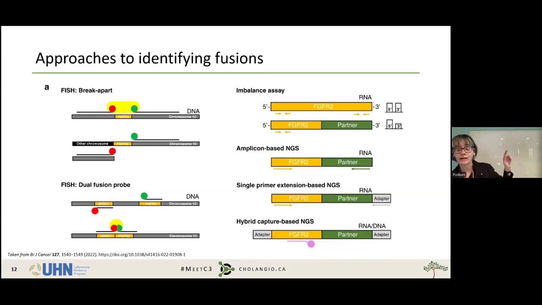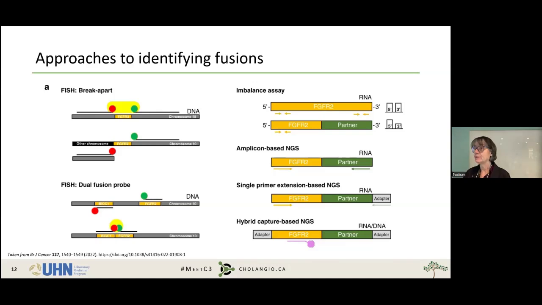Now, on the other side, we have a couple of other assays. I'm going to skip the imbalance assay. It's a wonderfully elegant method that doesn't work very well. So there's not really much point in telling you about it. And we'll just look maybe at the NGS assays. So NGS, next generation sequencing, it just means we can look at a whole lot of things at the same time. And as input material, we can either use DNA or we can use RNA.